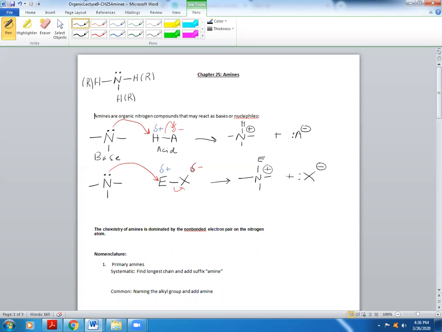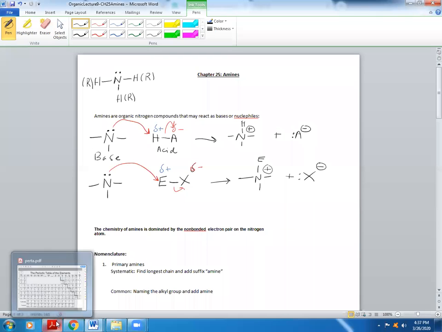So this is a key statement. The chemistry of amines is dominated by the non-bonded electron pair on the nitrogen. In fact, that's the reactivity of nitrogen. It's that lone pair. Those bonds are not doing anything. They are not breaking because, again, it's very basic to begin with. Nitrogen is very basic. Why is it very basic?